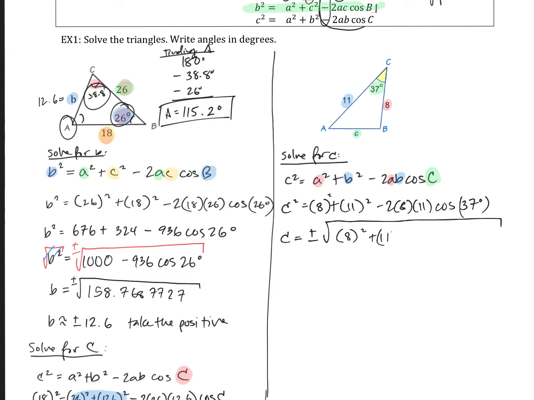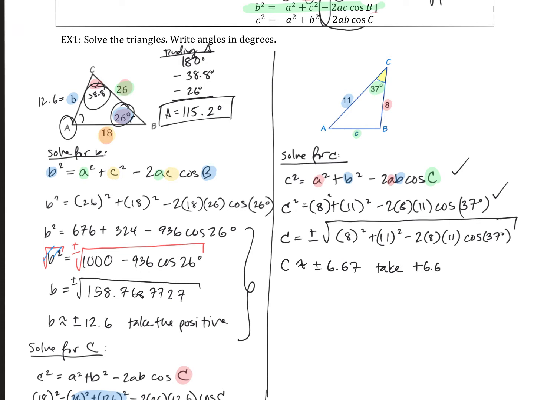Now this would be all the work I would expect to see for these ones. You don't need to do all this mini calculating that I did earlier. As long as you show the formula, show the input of the values, and do this one step here, after that you can just use your calculator, so you don't get too many approximations in your work. Plugging that into the calculator, we get that c is approximately plus or minus 6.67, and we're going to take the positive 6.67.